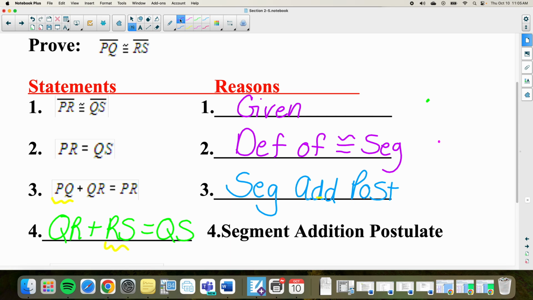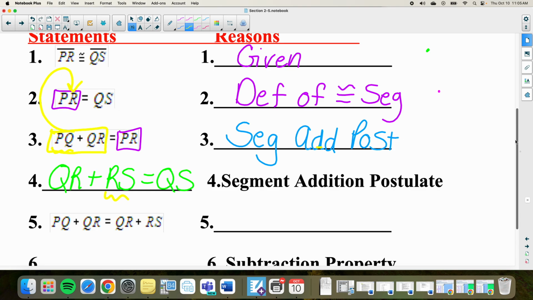So if you guys notice, there's a PR right here, and there's a PR right here, okay? And PR equals this yellow box. So what I can do is I can pick this PR out, and I can substitute that PQ plus QR in for it. And that is what they did right here. Okay? They took out the PR and they substituted that yellow box in for PR.